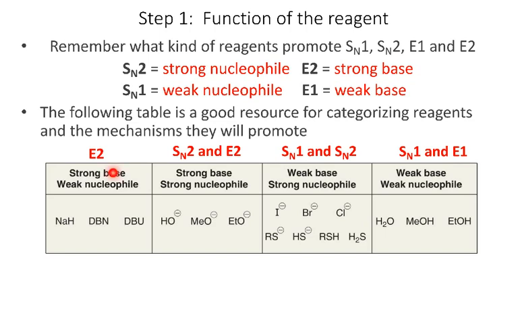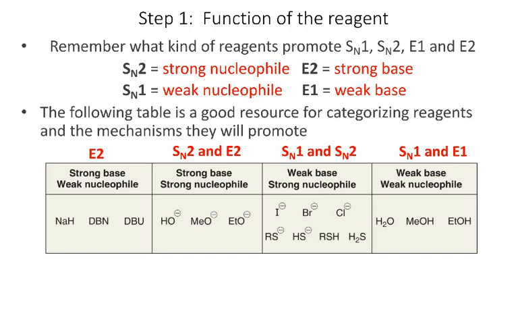So we can have something that is a strong base and at the same time a weak nucleophile, and in that case, E2 reactions will be favored. If we have a reagent that's a strong base and a strong nucleophile, then that will favor SN2 and E2 reactions. If something is a weak base and a strong nucleophile, we'll see SN1 and SN2 reactions. And if something is both a weak base and a weak nucleophile, then we'll have SN1 and E1 reactions.